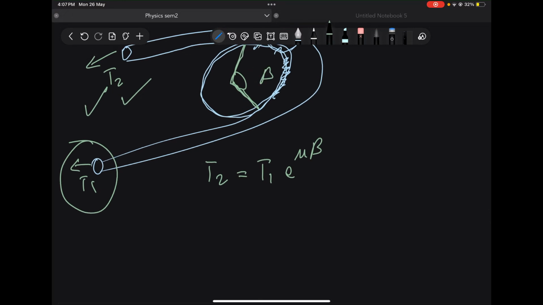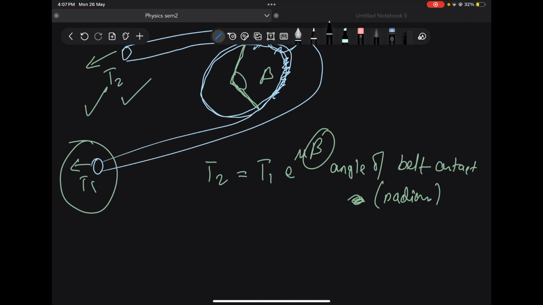So beta is the total angle of belt contact, which you will take in radians. Mu is of course the value of friction, e is of course the exponential, and T2 is the first tension and T1 is the second tension. And using that you can easily calculate the value of T2 and T1.